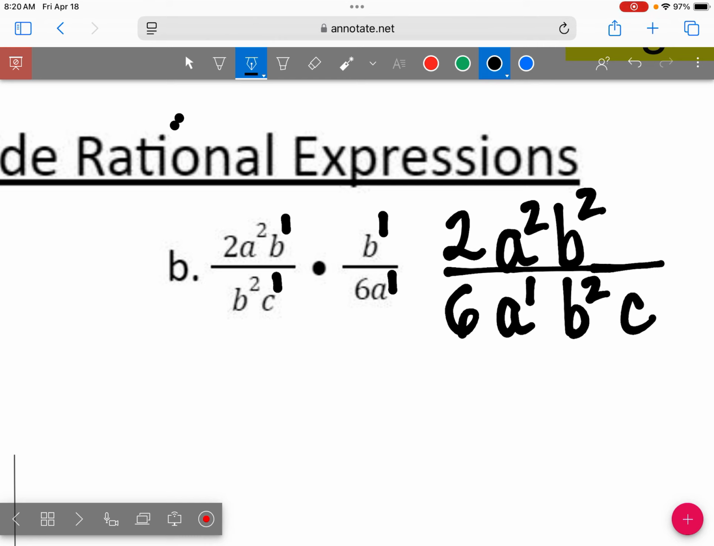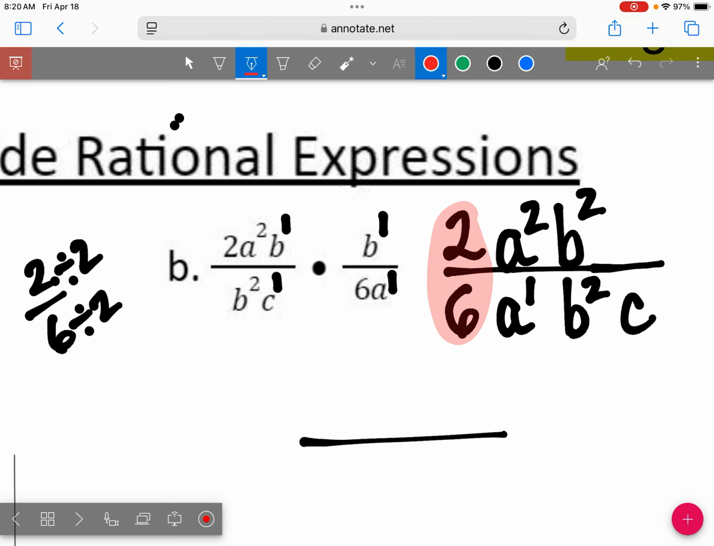When we do our cleanup, we reduce the fraction. So I'm going to start off with 2 over 6. 2 over 6, you can divide both of those by 2. So my new fraction becomes 1/3.